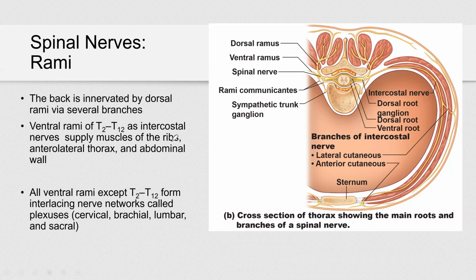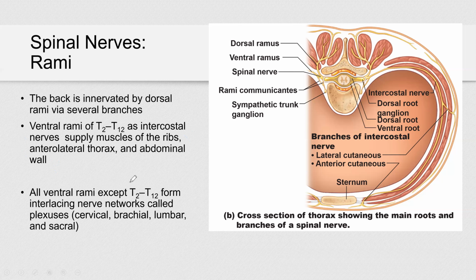And what they do, they supply muscles of the ribs, anterior lateral thorax, and abdominal wall. And remember, all of them are mixed. So they also supply skin around this area.